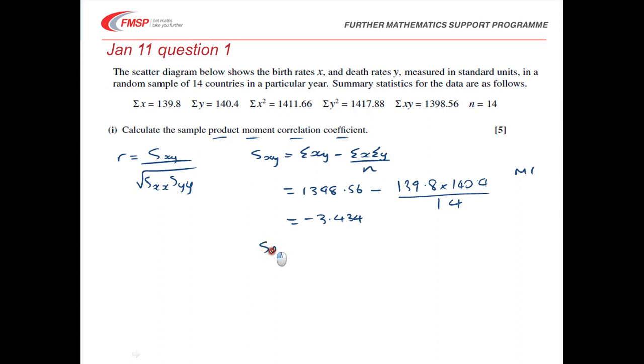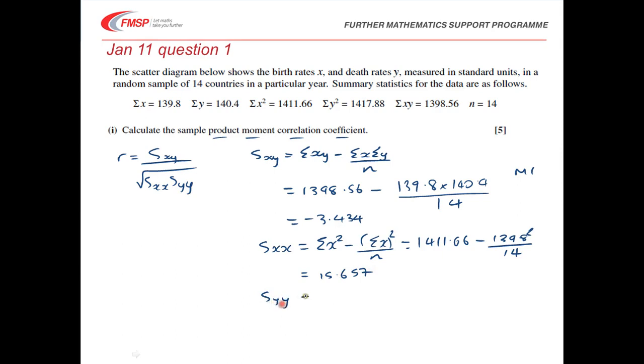You then work out Sxx. So Sxx is the same, except it's the sum of x squared minus the sum of x, all squared over n. So you're substituting your numbers in again. So 1411.66 minus 139.8 squared over 14. Okay, and that's going to give me a value of 15.657. You do the same for Syy. I'm not going to do that because it is identical. So Syy is going to give me 9.869. So you're going to get yourself another method mark for calculating correctly either Sxx or Syy, and you get an accuracy mark for all of them correct.